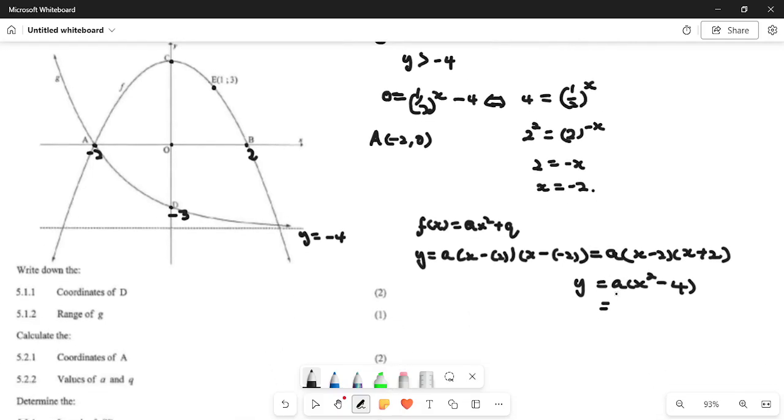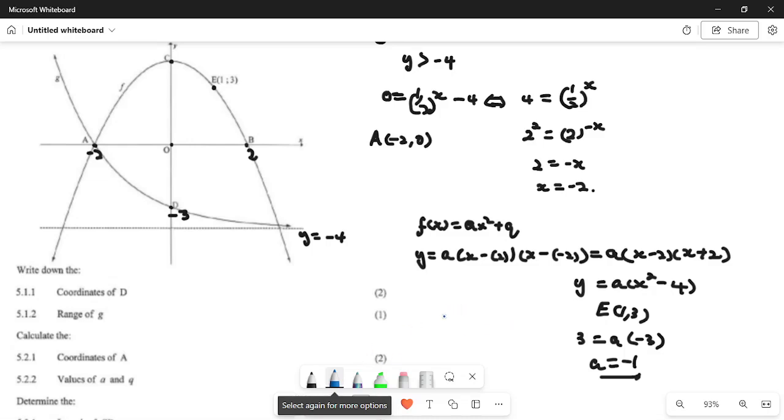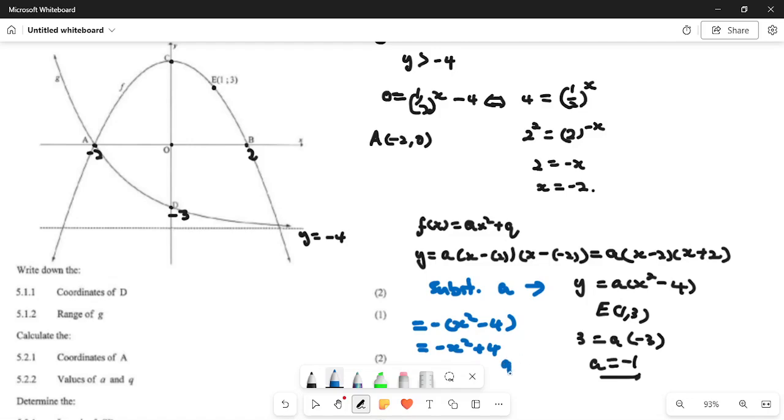However, we still have an unknown a, and now we can use our coordinate point E, (1, 3), so that we find what our a value is. My y is 3, and x is 1. 1 squared is just 1, and 1 minus 4 is negative 3. So our a equals negative 1. Now I will substitute my a into this equation to find my equation of f of x. I will have negative 1 times (x squared minus 4). That's just negative x squared plus 4. So our q equals positive 4.